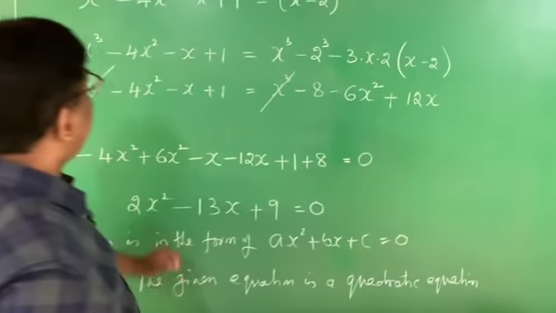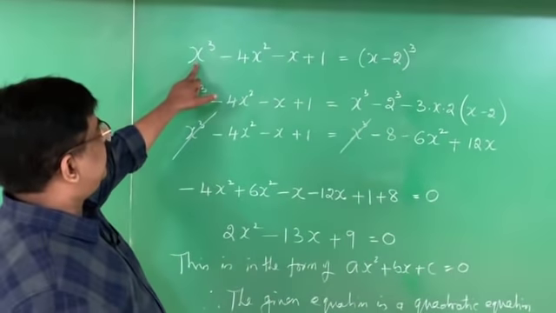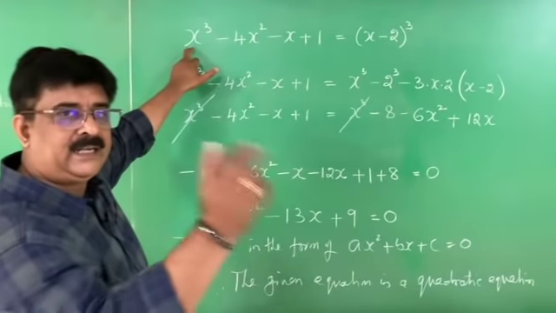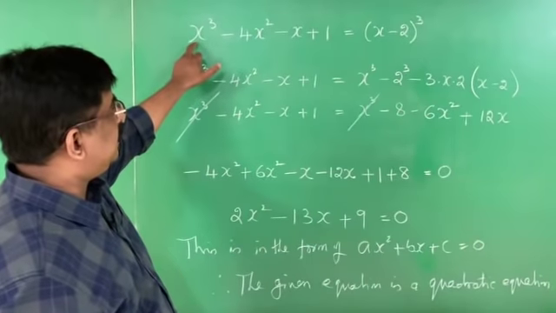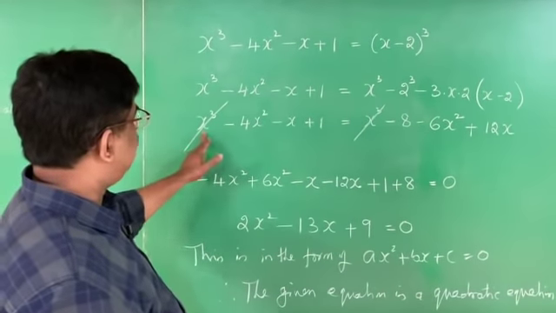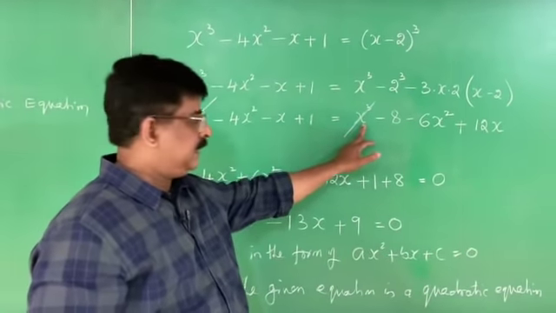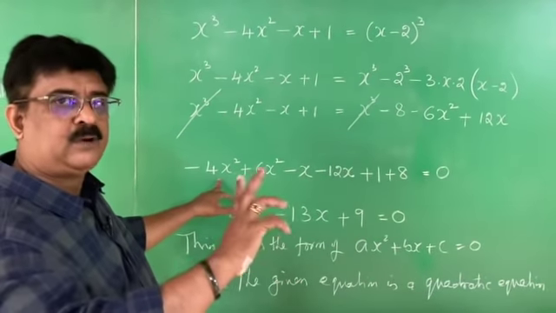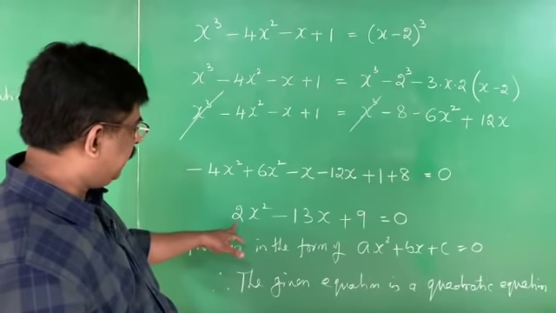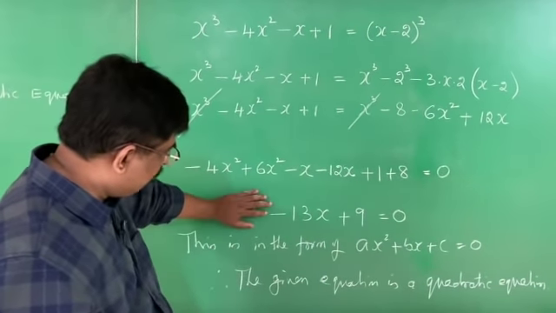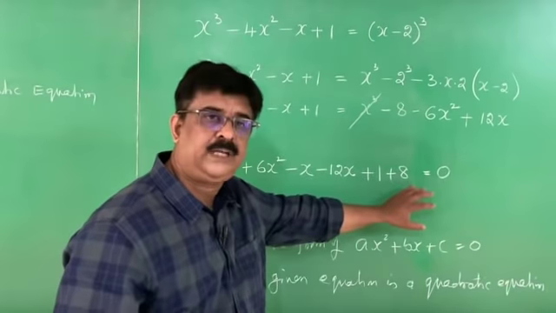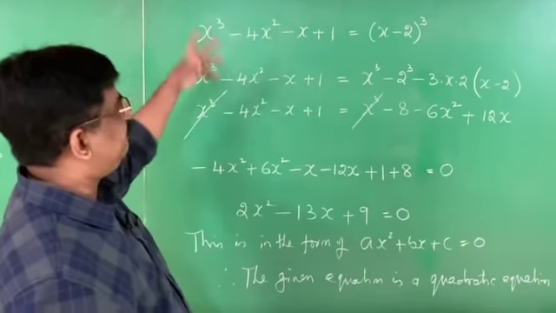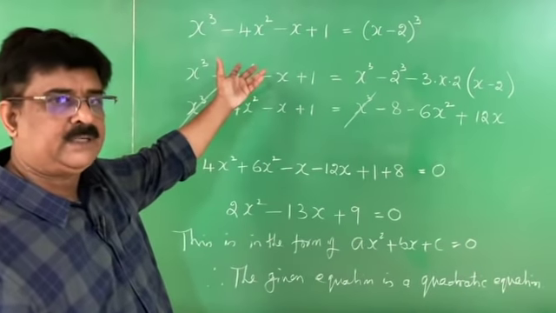I repeat once again. See, this is a cubical term. When we see the cubical term, we suspect that it's not a quadratic equation. But on the expansion, the cubical term eliminates. Then it remains with the quadratic term. Quadratic term means square. Then finally we get the form ax square plus bx plus c is equal to 0. Therefore, this is a quadratic equation. But by mere looking, we can't say whether it is a quadratic equation or not.